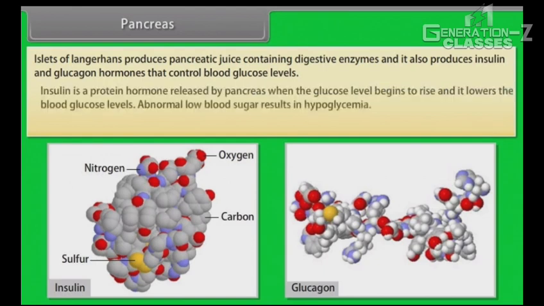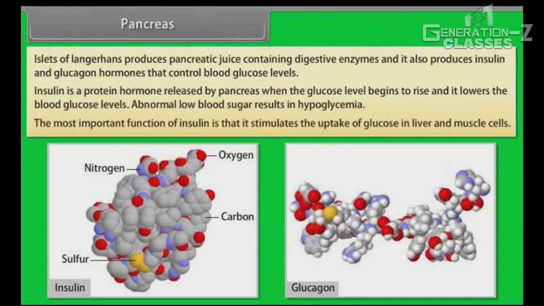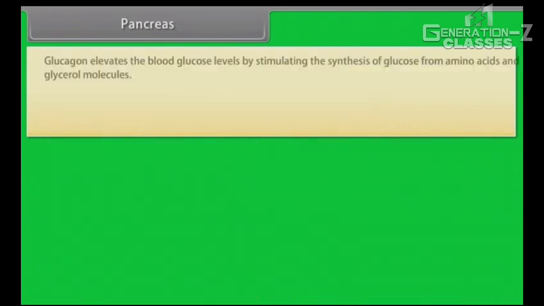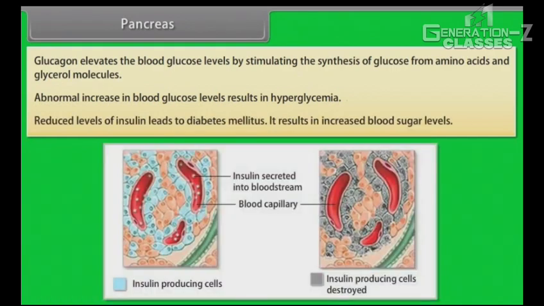Insulin is a protein hormone released by the pancreas when the glucose level begins to rise, and it lowers the blood glucose levels. Abnormal low blood sugar results in hypoglycemia. The most important function of insulin is that it stimulates the uptake of glucose in liver and muscle cells. Glucagon elevates the blood glucose levels by stimulating the synthesis of glucose from amino acids and glycerol molecules. Abnormal increase in blood glucose levels results in hyperglycemia. Reduced levels of insulin lead to diabetes mellitus. It results in increased blood sugar level.